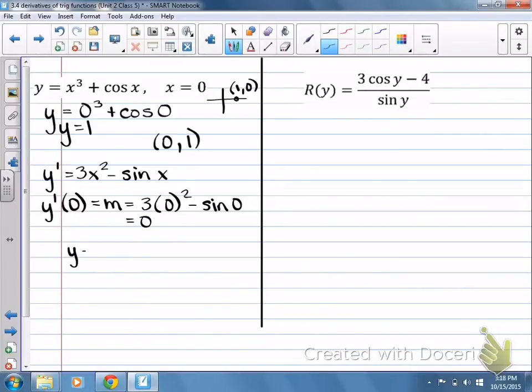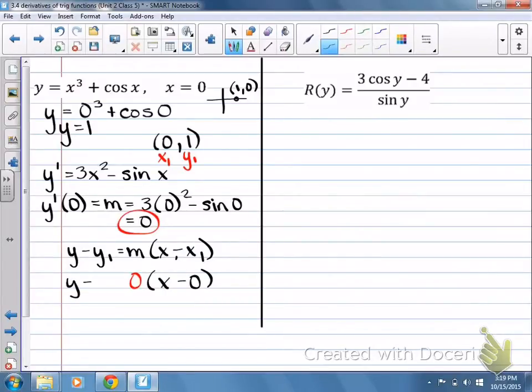So I'm going to use my point slope form, y minus y1 equals m times x minus x1. And remember, my x1 and y1 are just these 2 points. And then this value that I just got by plugging my x coordinate into my derivative is my slope. So I get 0 as my slope, x minus 0, and y minus 1. Okay, so I could write this as the line y equals 1, but I'm just going to leave it in this form. That's completely fine.